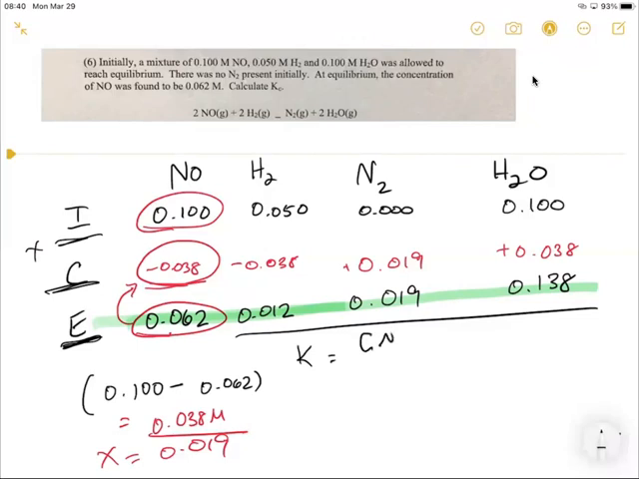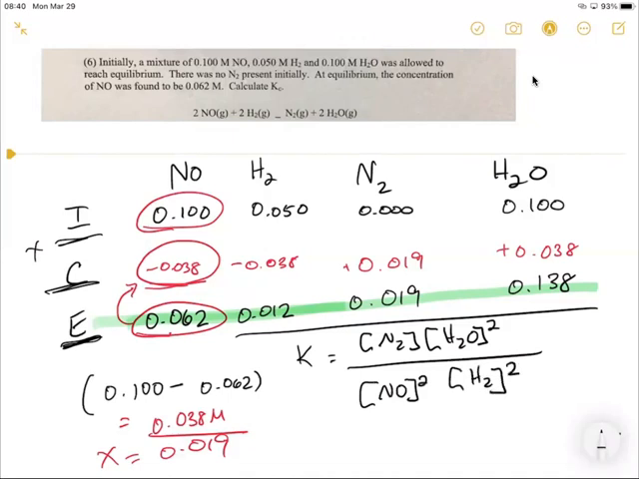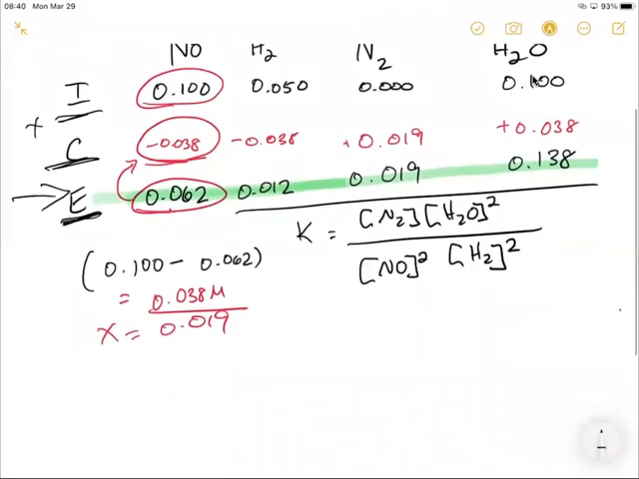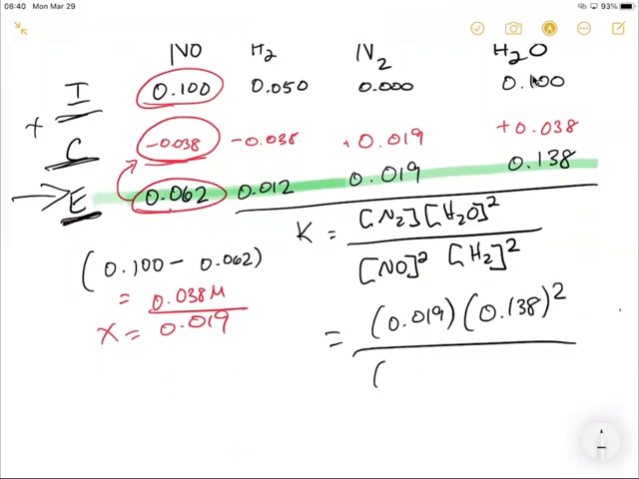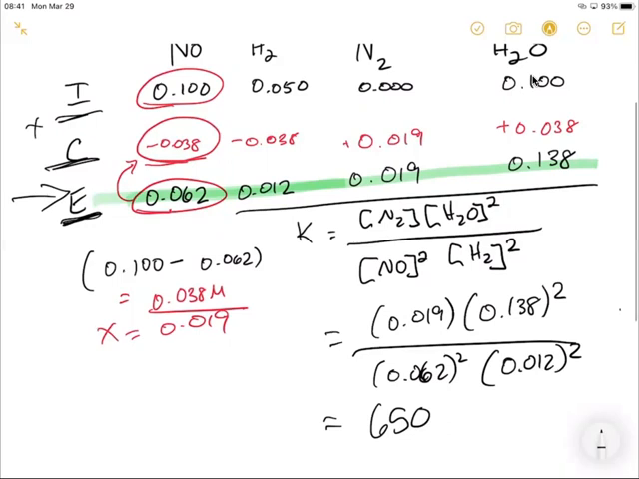So that's equal to N2 times H2O squared, remember, because it's to the power of the coefficient, divided by NO squared times H2 squared, and I'm going to use all of these values here. So that is equal to 0.019 times 0.138 squared over 0.062 squared times 0.012 squared, and that is equal to 650. That seems like a very strange number. Let's just double check.